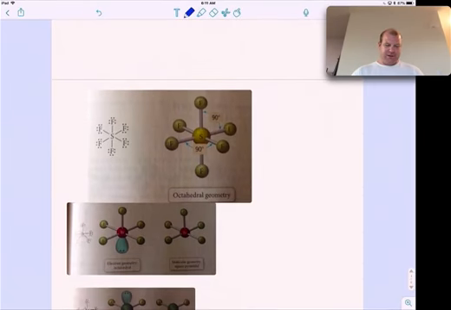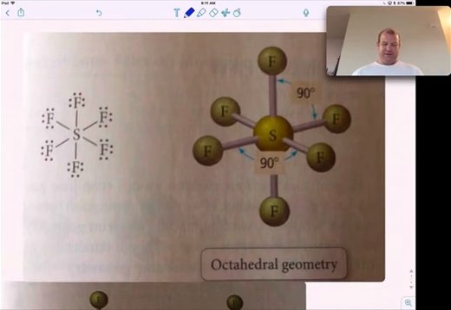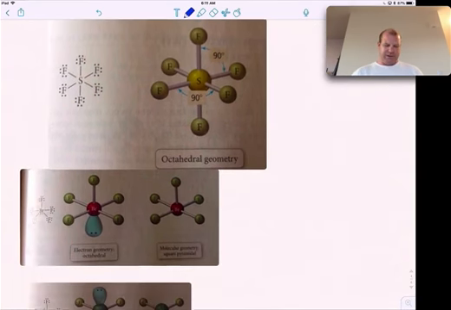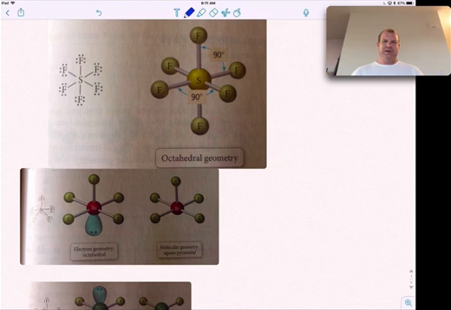Last one here, if we have 6 things around an atom, it's octahedral geometry. Sulfur hexafluoride, as an example, is a perfect octahedron. Octahedral geometry is the same thing as cubic geometry, so it has a cubic-like structure. Pyrite and fluorite have octahedral geometry, if you want to see that on Google.